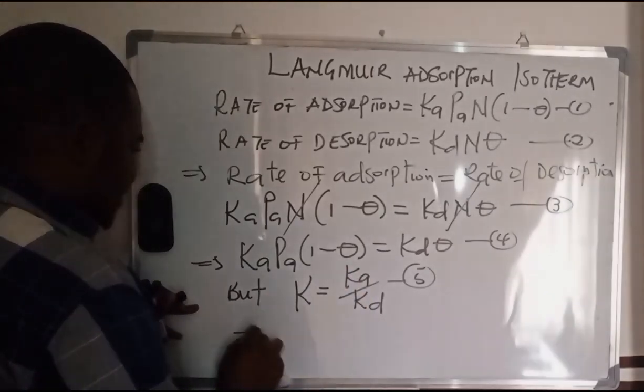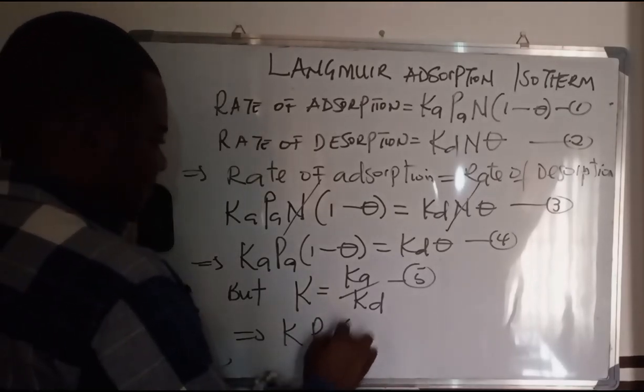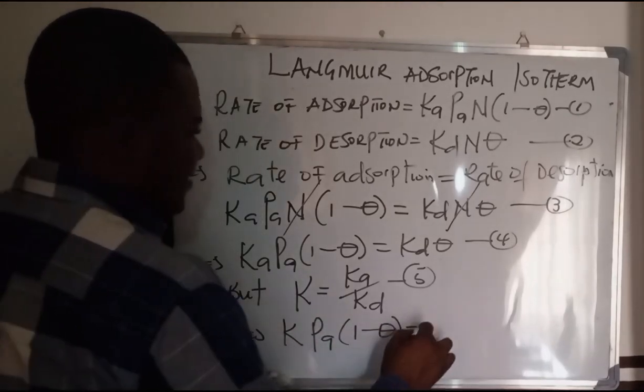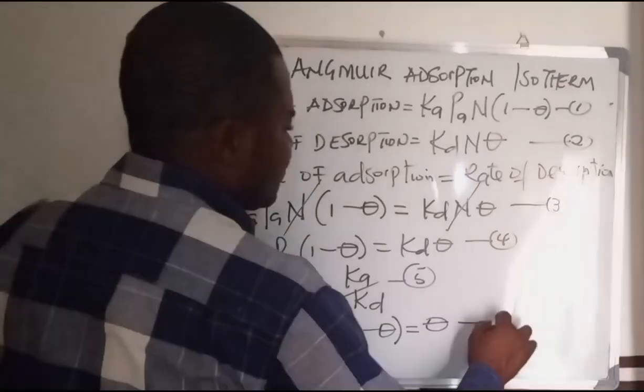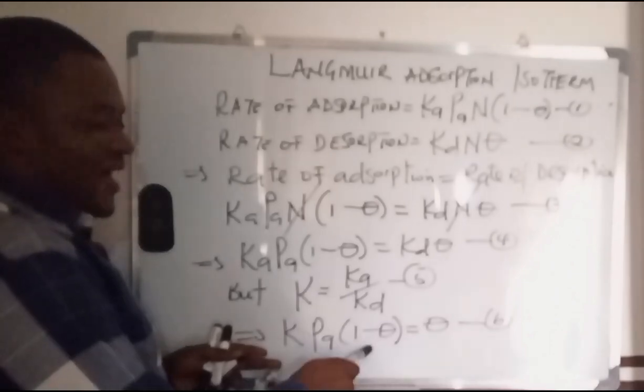So that implies that we will have what? K Pa (1 minus theta) is equal to what? Theta. So simple. Now this is what we are going to be having.